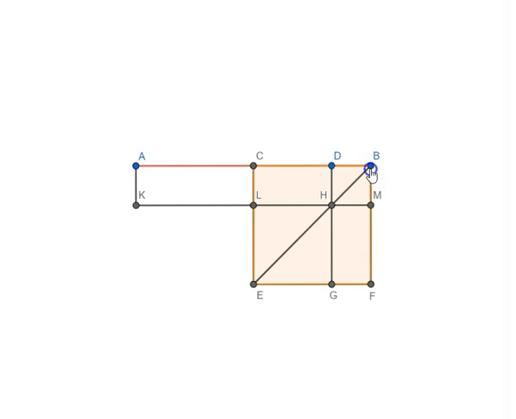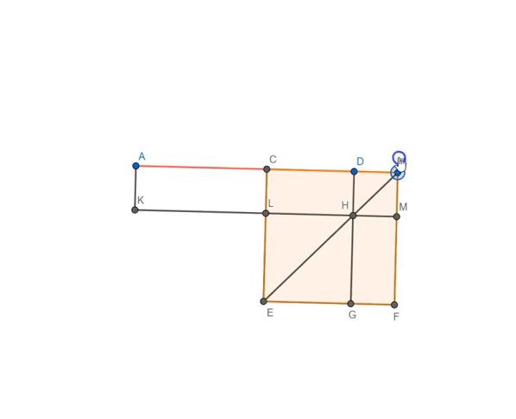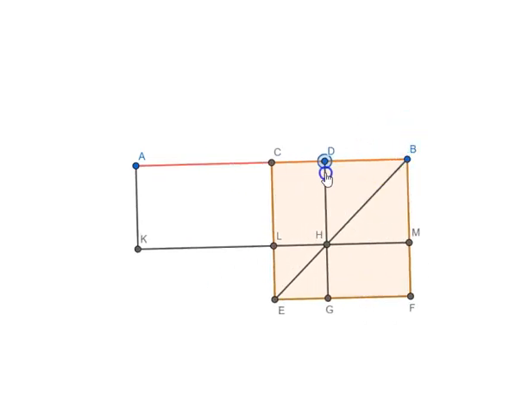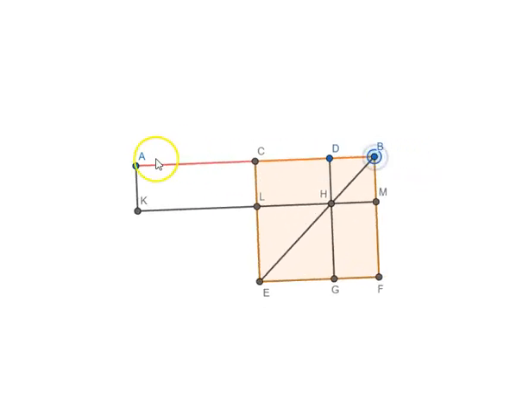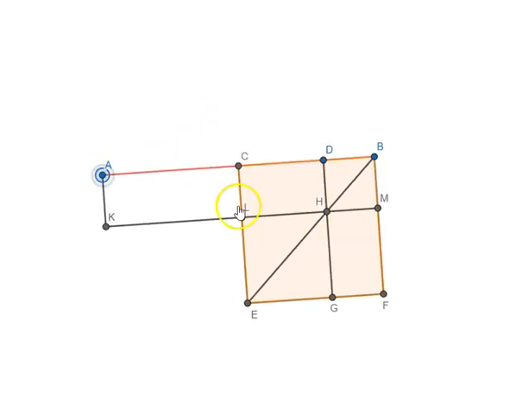Again, if you notice, if I move this around, it will always be true. Whether I move this, whether I move this. C I can't move because it's supposed to be the midpoint. So we can't move that, but we can move this, we can move this, and this will always be consistent or true.